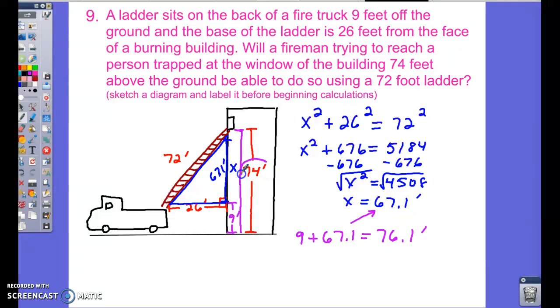So the window is only 74 feet off the ground, and the ladder's height combined with the fact that it's 9 feet off the ground reaches 76.1 feet in the air. Since 76.1 is greater than 74 feet, the answer to this question is yes. The ladder sitting on the back of that truck will be able to reach that 74-foot high window.